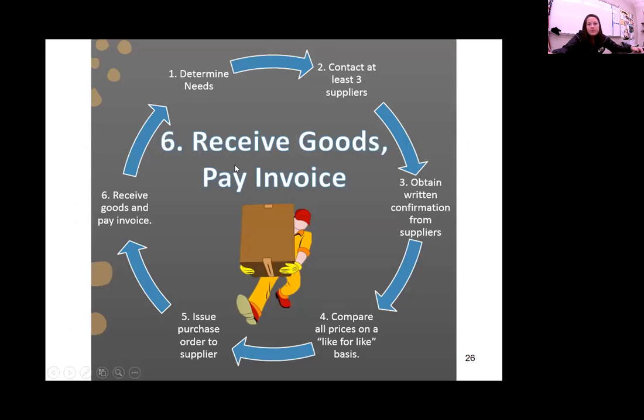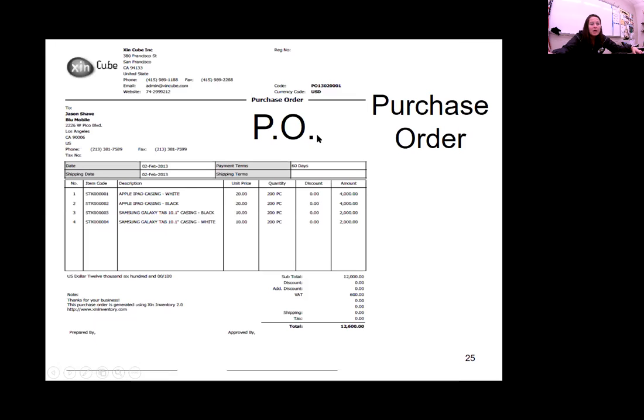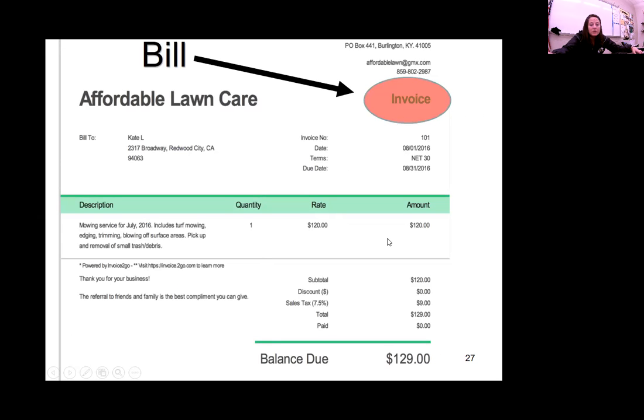So after the PO, you're going to send it to the company. They're going to ship you your products. So then after you get your products, you're going to actually pay the invoice or the bill. So this is an example of an invoice. This is a bill. So this is just a bill that's going to come to you in the mail, and then you're going to pay it off. So the purchase order you're using to buy the products. The invoice is the bill that you're going to use to pay your products off.